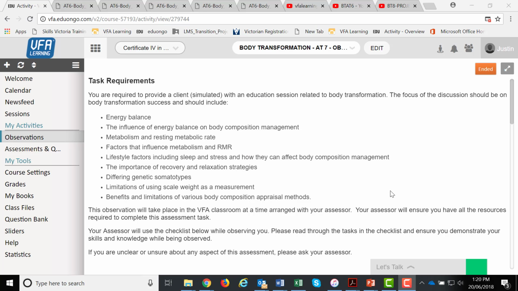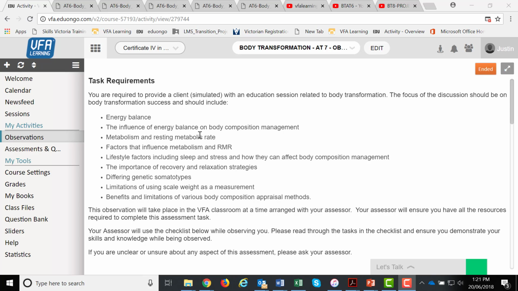In this task, you're required to provide a client, so it'll be a simulated client, a fellow class member, with an education session related to body transformation. In particular, this is going to really show your ability and your understanding of physiology, exercise physiology, and how this science of exercise plays a part in body transformation. So your education session should include all these here.